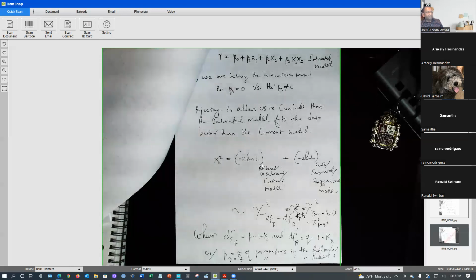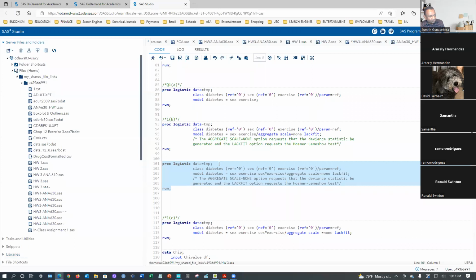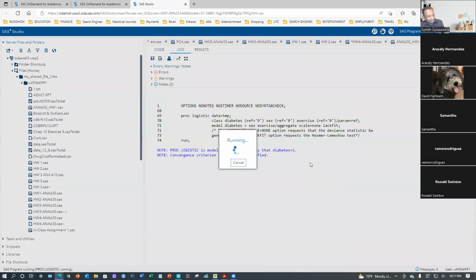I'm trying to say that the reduced model means without the interaction term. Let's calculate this one, and with the interaction term we just calculate this one. Get the difference. That difference should be the same as the deviance that you see here. So you run this one without interaction, and that value is minus 2 ln L.